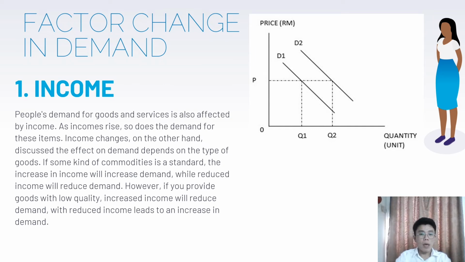Factors of change in demand. First is income. People's demand for goods and services is affected by income. As income rises, the demand changes. The effect on demand depends on the type of good. If the commodity is a standard good, an increase in income will increase the demand, while reduced income will reduce the demand. However, if it is a good with low quality, increased income will reduce the demand, and reduced income leads to an increase in the demand.